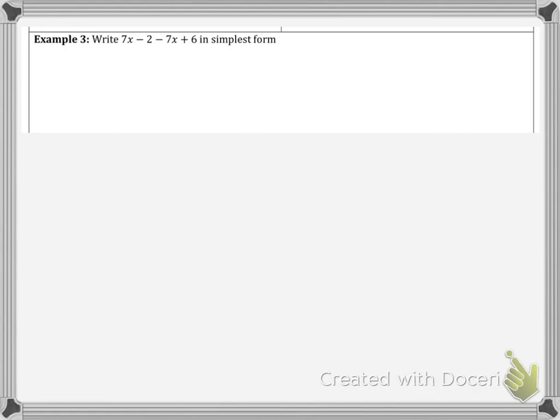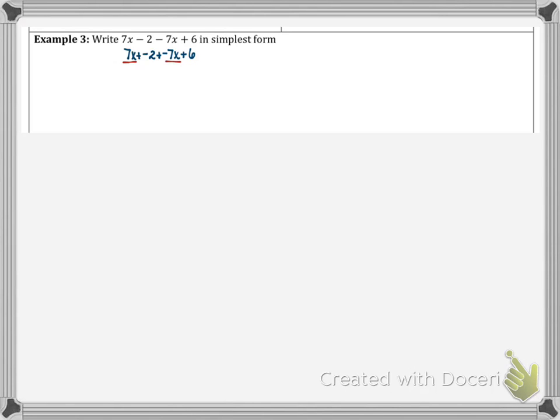And the first example we're going to start with, I would like you to rewrite the subtraction from the get-go. So go ahead and do that. So your rewrite of subtraction should look like this: 7x plus negative 2 plus negative 7x plus 6. The next thing you need to do, since it asks for simplest form, is you need to combine your like terms. 7x and negative 7x are like terms.